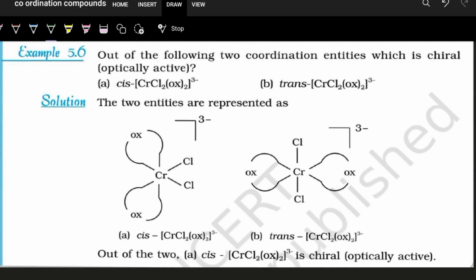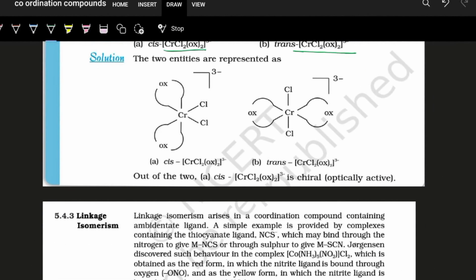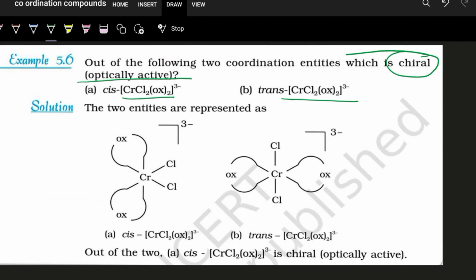Moving on to the next, out of the following two coordination entities, which is a chiral one? Chiral means having 4 different valencies and optically active. If it is chiral, then it will be capable of producing non-superimposable mirror images, that is enantiomer. The two entities that are represented are the cis and the trans form.